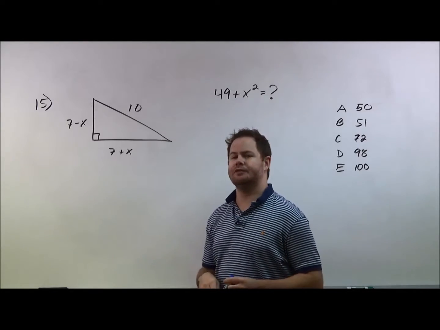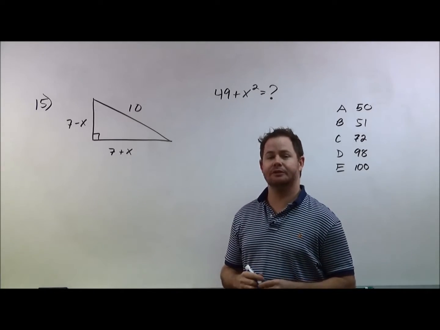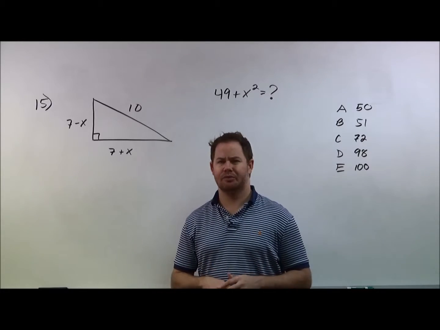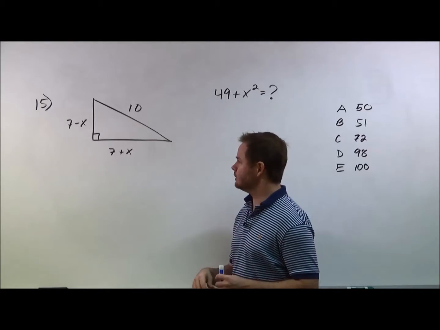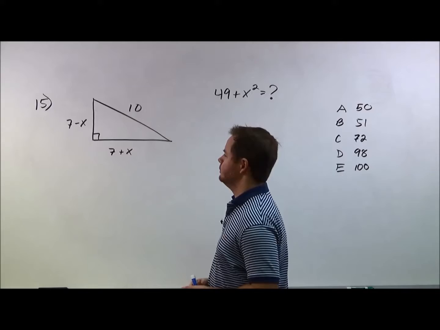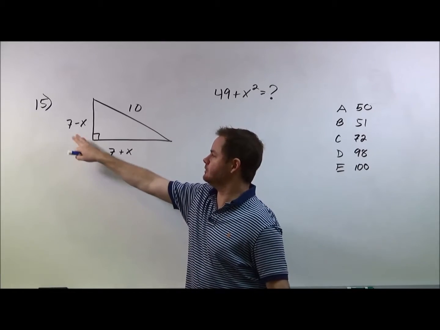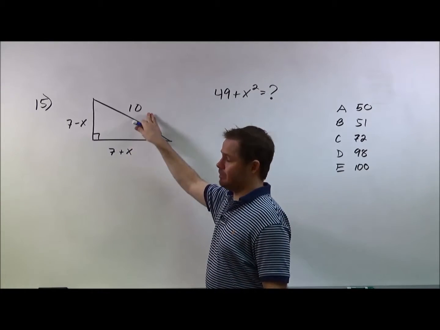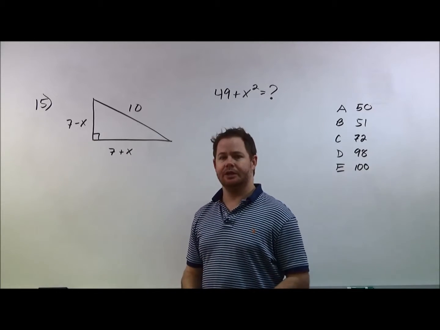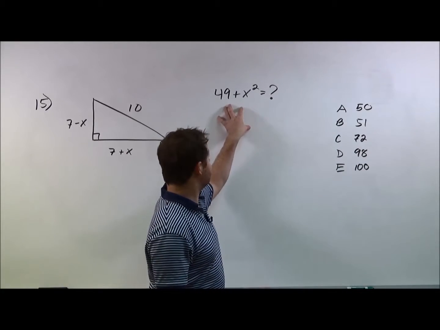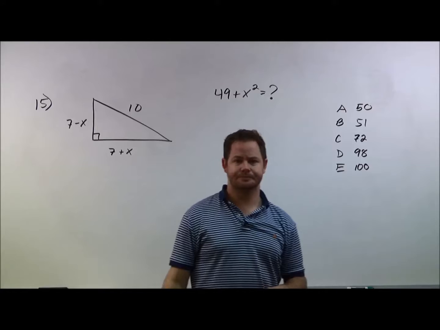So this is question 15. I forget which section it's in, but I believe it's from the College Board Online Practice Test 8, I want to say. The question shows a right triangle with two of the sides labeled as 7 minus x and 7 plus x, and a hypotenuse labeled as 10. The question is asking us to figure out what is 49 plus x squared.